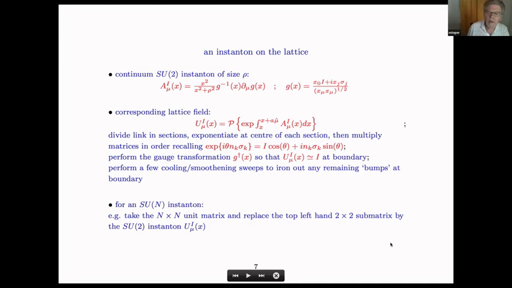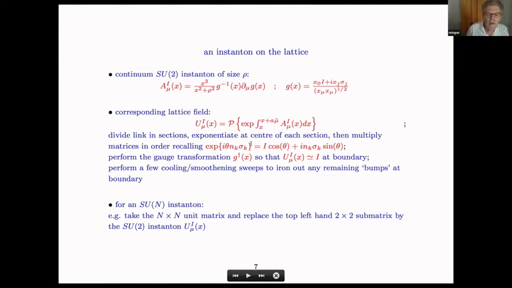Before doing that, let me just mention putting an instanton on a lattice, because that can be useful. You can easily do that. Take the continuum field that I gave you, and you can form a corresponding lattice field. The link matrices just exponentiate the gauge potential along the path provided by the link from x to x plus the mu hat direction. You can do that numerically by dividing this path into sections and exponentiating at the end of each section using this well-known formula for SU(2).